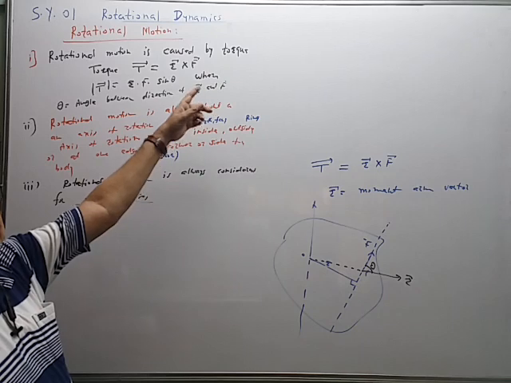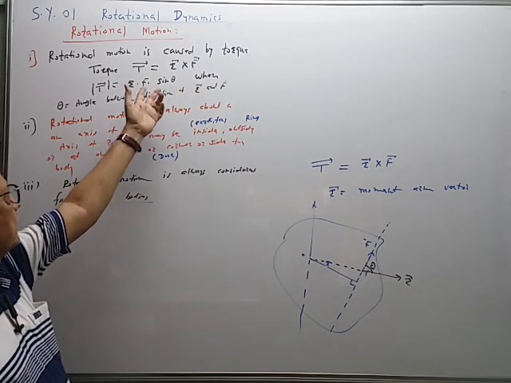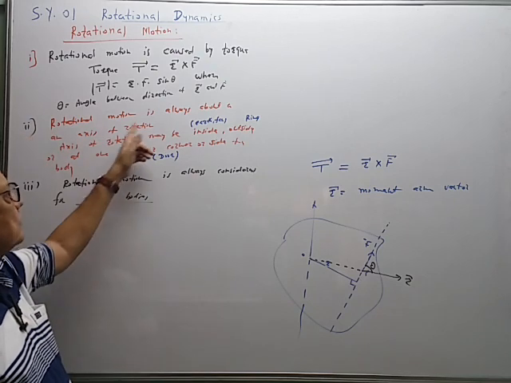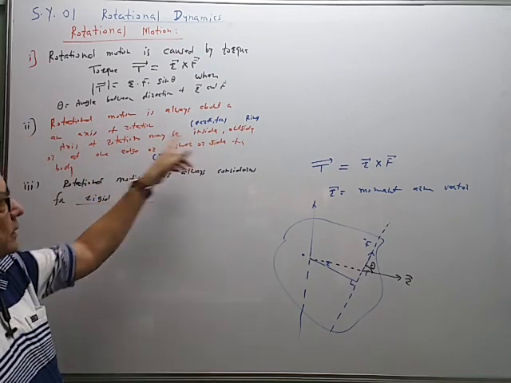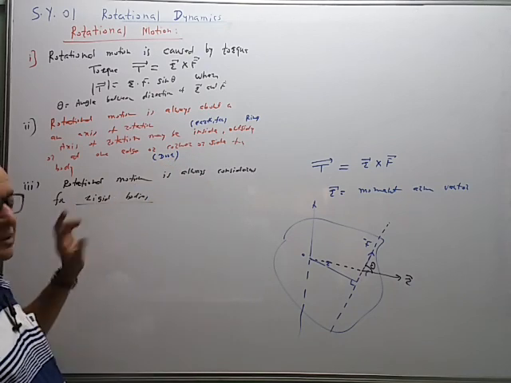Rotational motion is produced by torque. Torque may be produced by a single force or a couple. That is one more point. Rotational motion is always considered about the axis of rotation. The position of the axis of rotation may be like this. Then rotational motion is always considered for the rigid body.